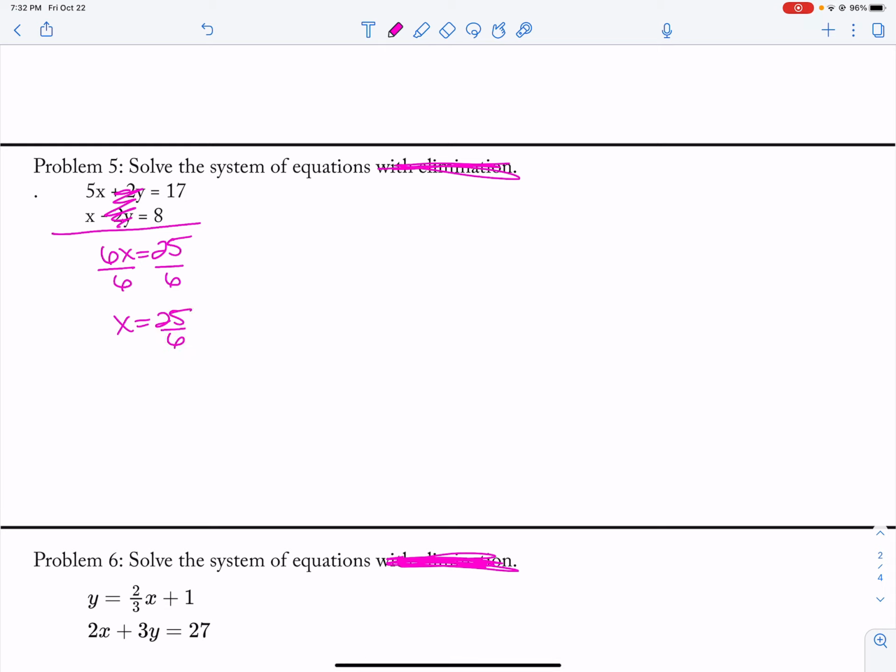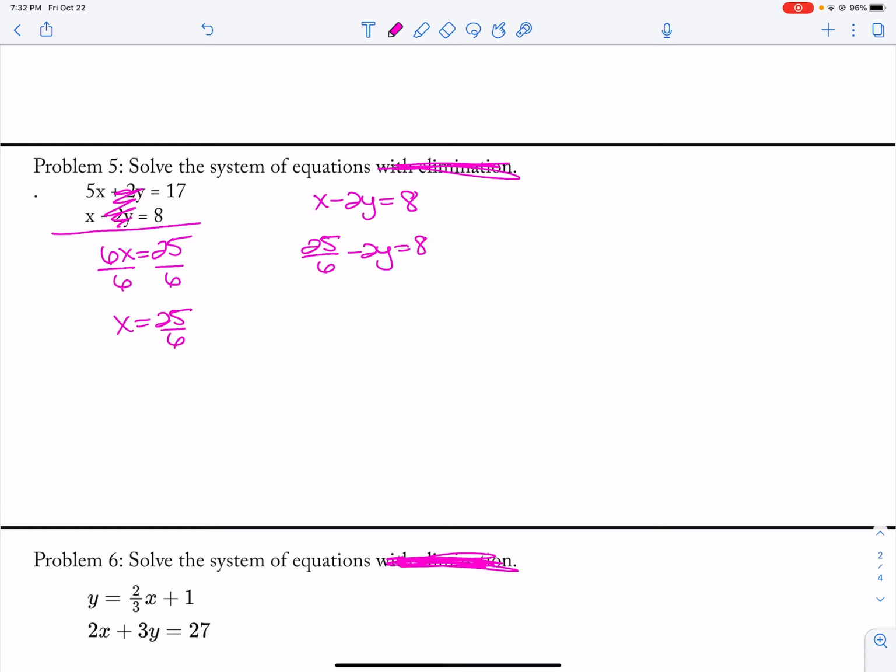All right, so now, oh man, 6 one way, half a dozen another. I guess it doesn't matter which way you go. I'd probably use the bottom equation. x minus 2y is equal to 8. 25 over 6 minus 2y is equal to 8.